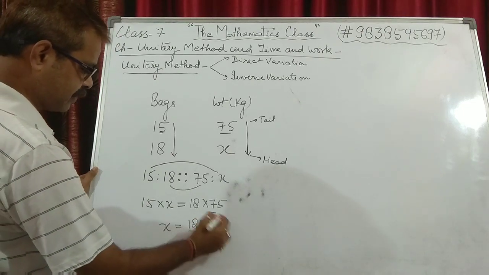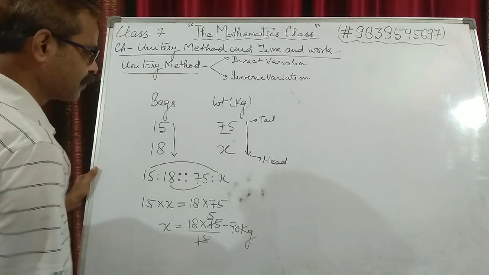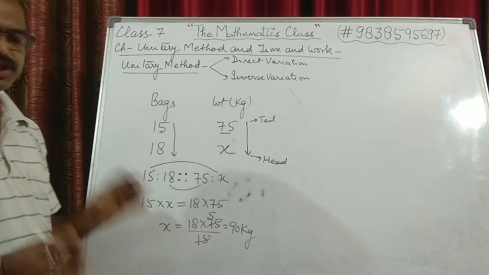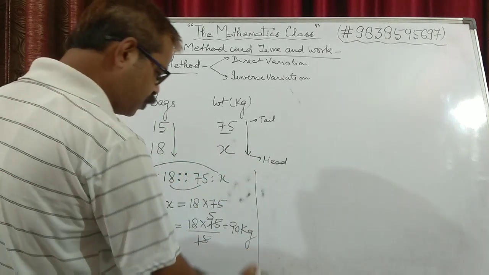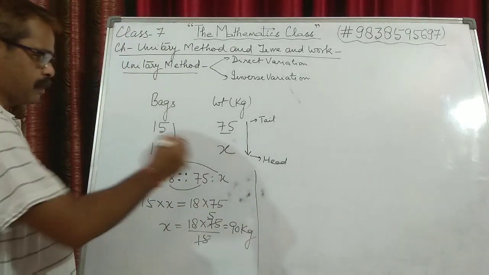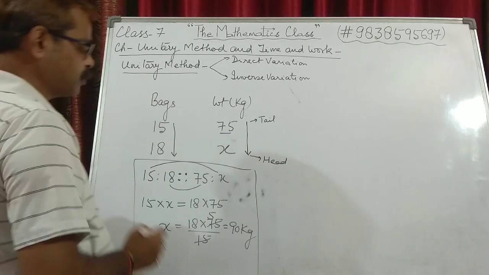15 5s are 75, 18 5s are 90 kg. So you don't have to write the statement on all these things. Now if you have understood this, there is one more method in this only to memorize this. This was the concept. But how to memorize?